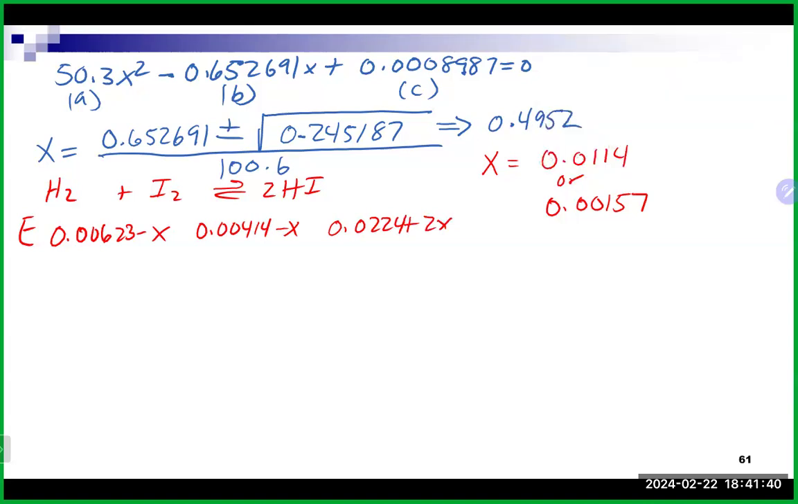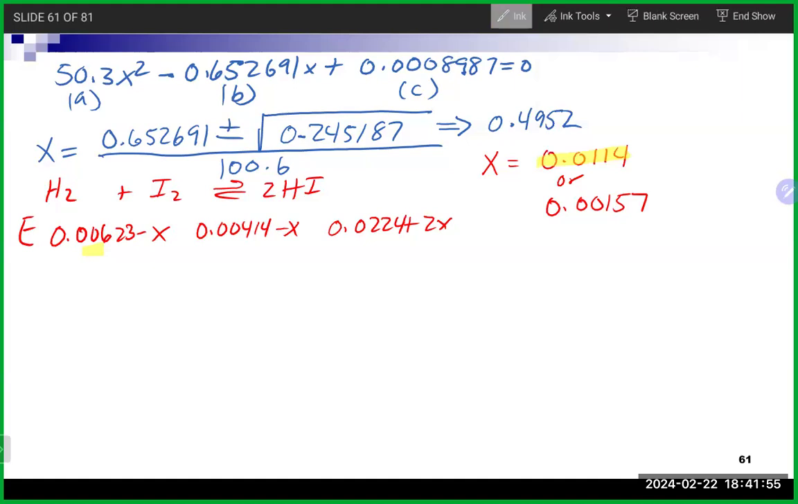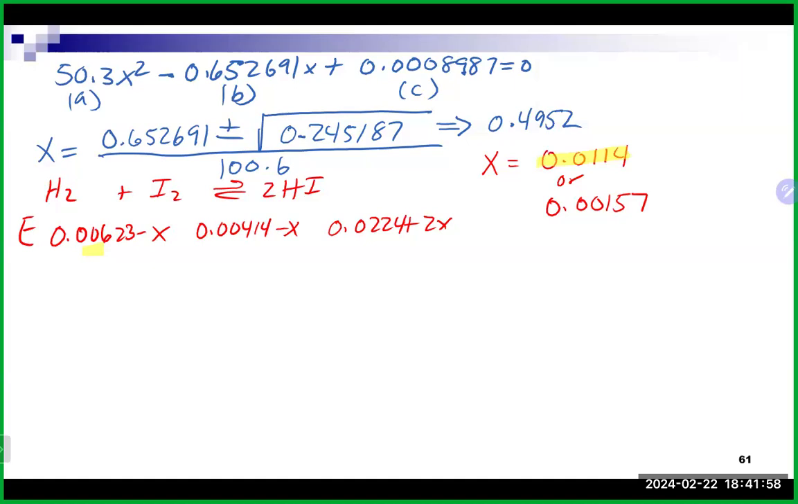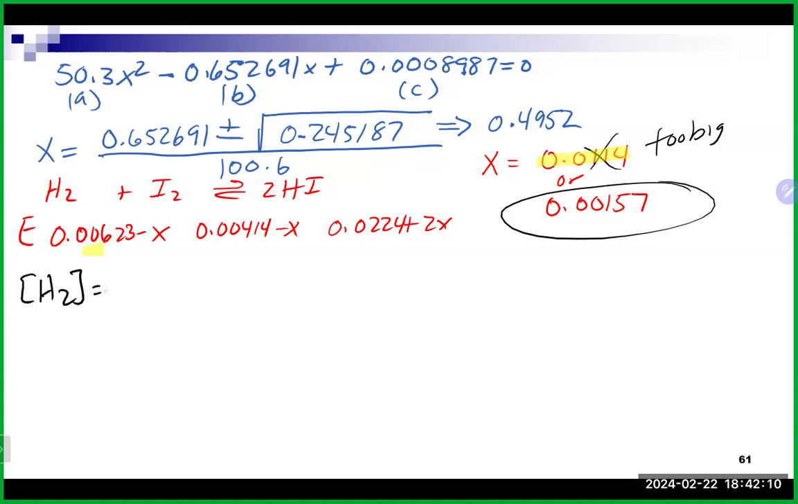So we want to look at these and see which one maybe doesn't make sense. And I'm going to go with this one doesn't make sense. Why does that one not make sense? It is a bigger number than this, right? So when you put it in there, you're going to get a negative number, which is not good, right? So once again, one of those guys is going to give you a negative number when you put it back into the equilibrium line. So this is too big, which means I'm going to go with this as our winner here.